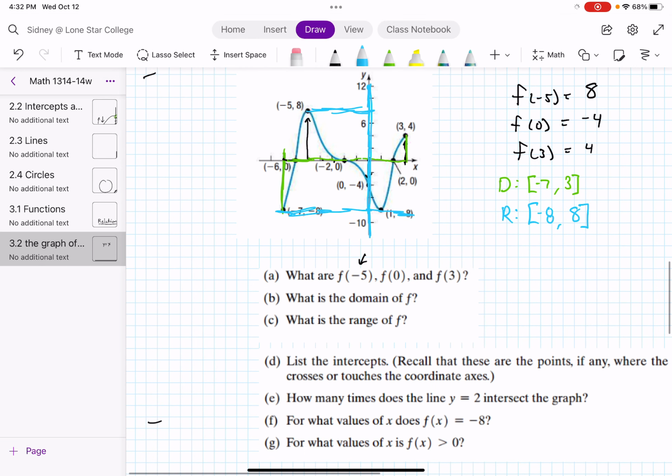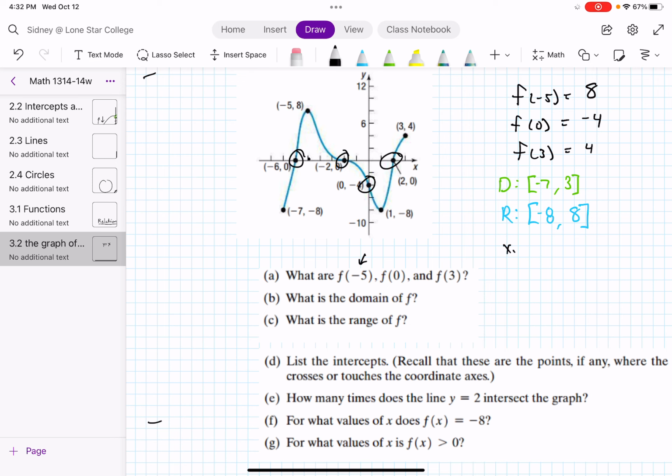Next question, list all intercepts. So intercepts, I'm going to erase a little bit of these lines here so we can see better. There we go. Intercepts are anywhere a graph touches an axis. So that's touching the x-axis, the y-axis, and the x-axis. We are including all those points because those are all intercepts.